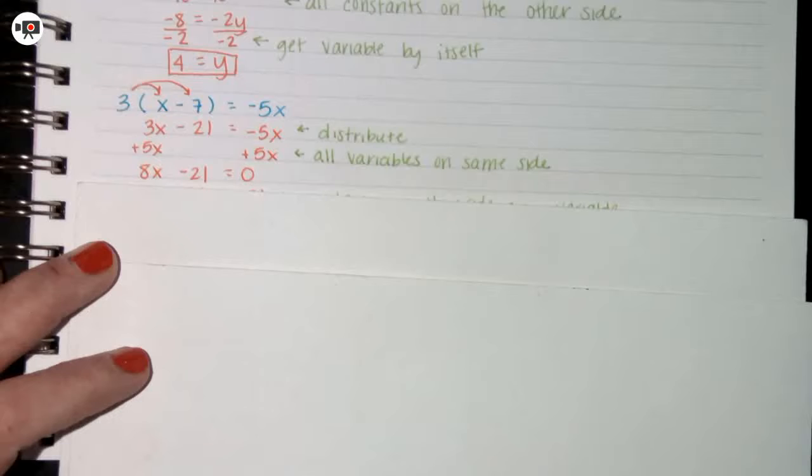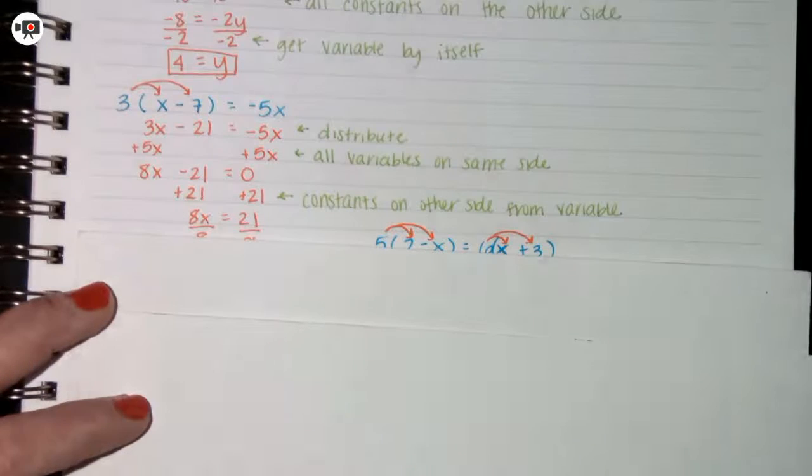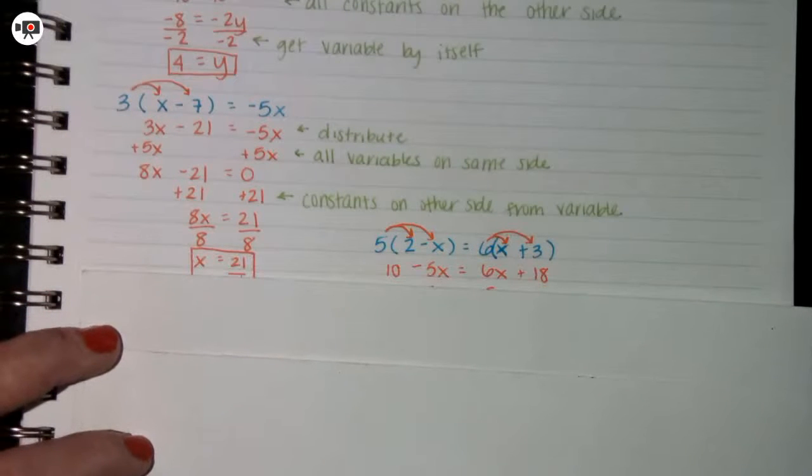Then I get 8x minus 21 equals 0. Add 21 to get all constants on the other side of the equal sign from the variables. And 8x equals 21. Divide each side by 8, and x equals 21 over 8.